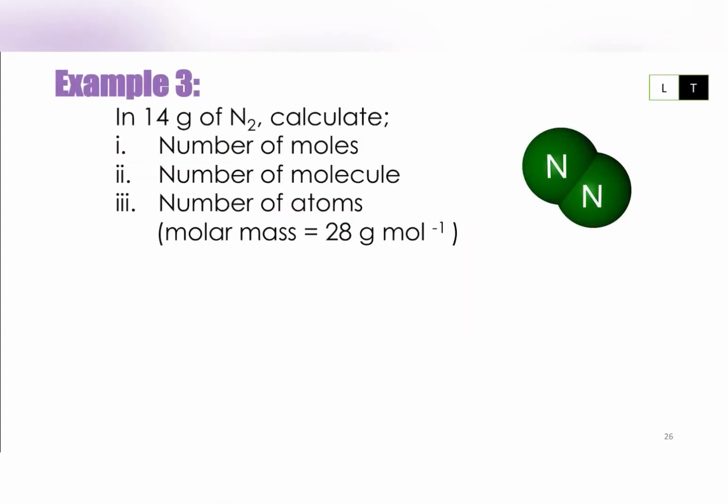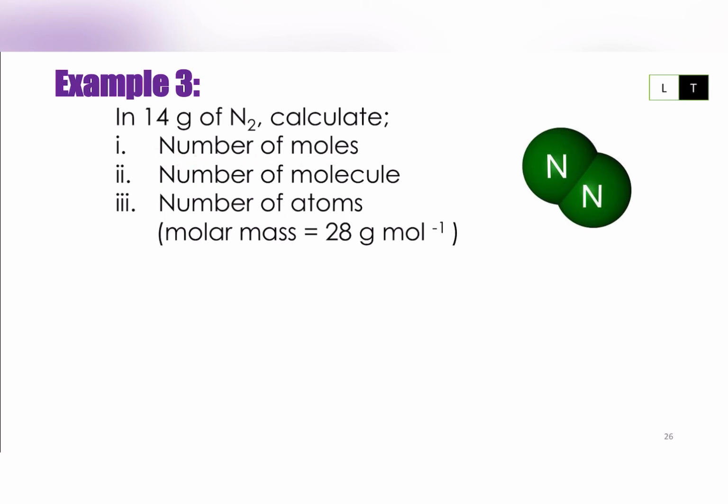Now, let's try example 3, where I have 14 gram of nitrogen molecule, and I have to calculate the moles, the number of molecules, and the number of atoms. The molar mass is given to you in units gram per mole. So let's go to question 1 Roman. You have to calculate the number of mole.